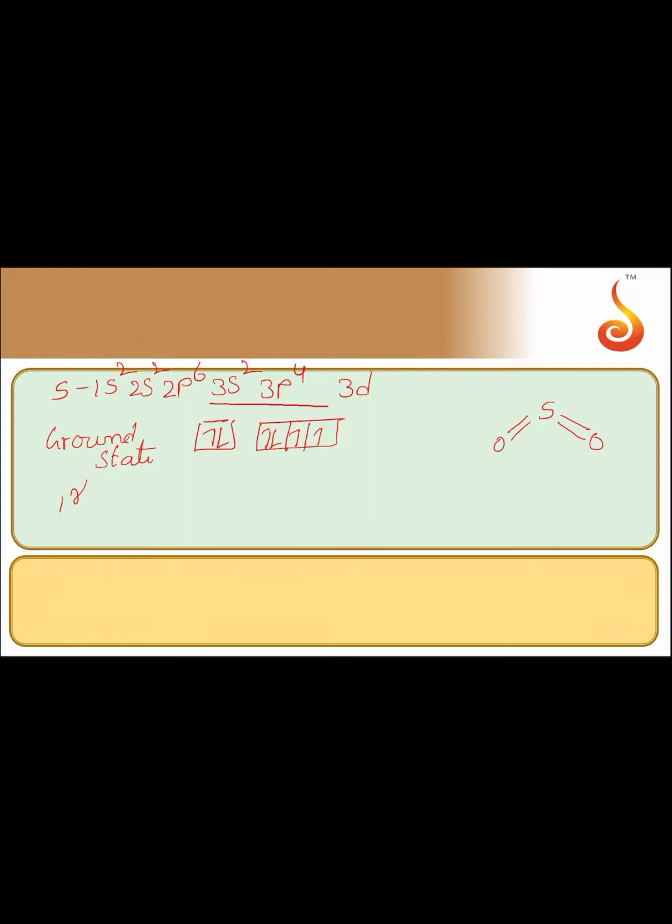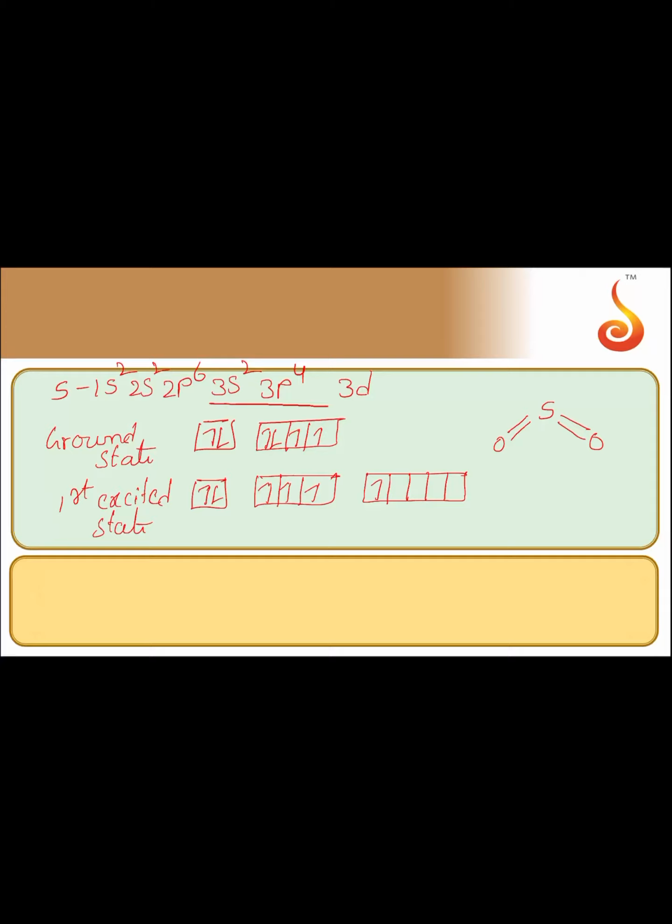So in the first excited state, the electron present in the 3p orbital will enter into the 3d orbital. So an electron is excited to the 3d orbital from the 3p orbital. When the electron is excited from 3p to 3d, it now contains 4 unpaired electrons and 1 lone pair. So in the first excited state, the sulfur can undergo hybridization because it contains 4 unpaired electrons for the formation of the 4 bonds.